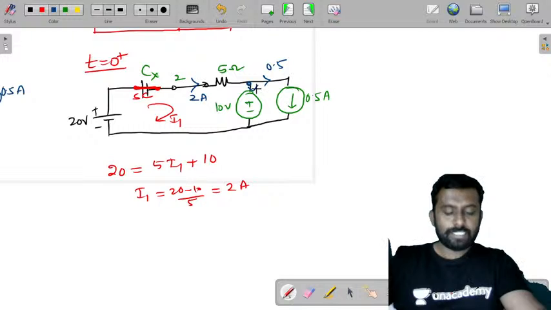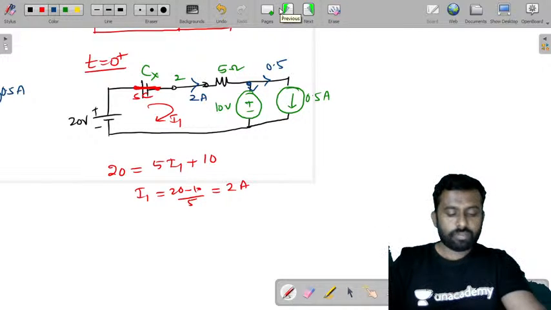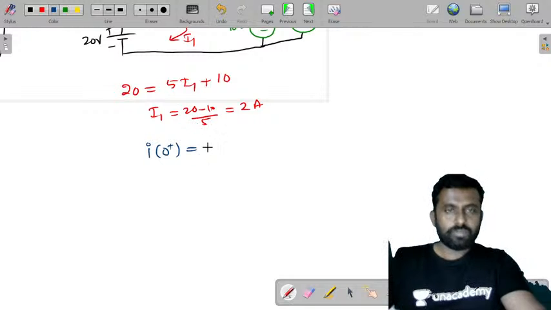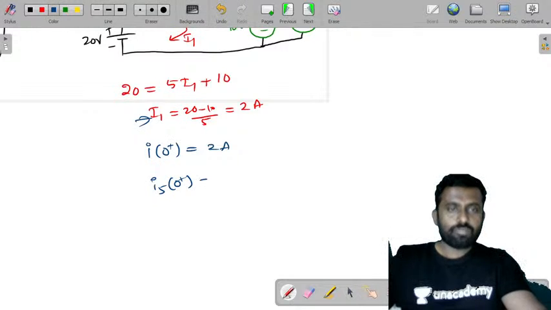What is this current? This is I of 0 plus. If you try to write, what is the value of I of 0 plus? It is equal to 2 amperes, because I1 is 2 amperes. Therefore, I5 of 0 plus is equal to 2 amperes.